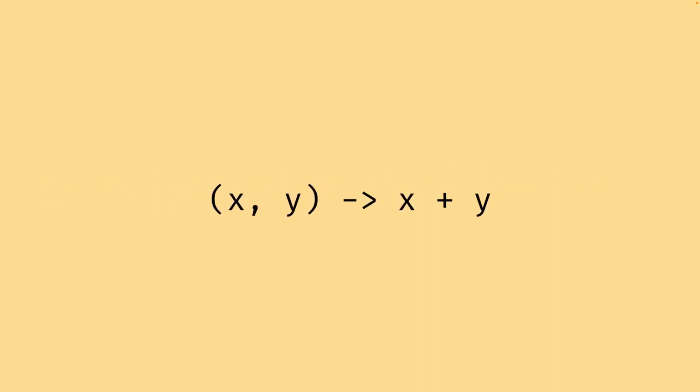For example, consider the following lambda expression: x, y, arrow, x plus y. You can read this as x and y become x plus y. The left-hand side represents the input parameters without specified types. And the right-hand side represents the body, which returns the results of x plus y.